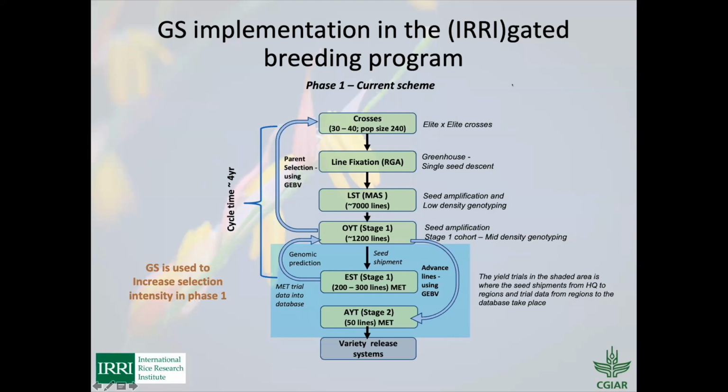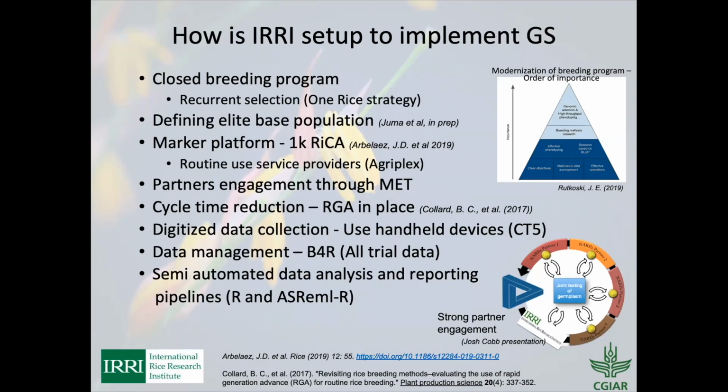So this is the gist of how IRRI is set up to deploy genomic selection and then use the prediction-based values to both select parents and advance lines. Now I'm giving a little more detail on how exactly IRRI is set up to implement GS. There are multiple factors I've been discussing before, and some of the points have also been discussed in more detail in the previous presentations.